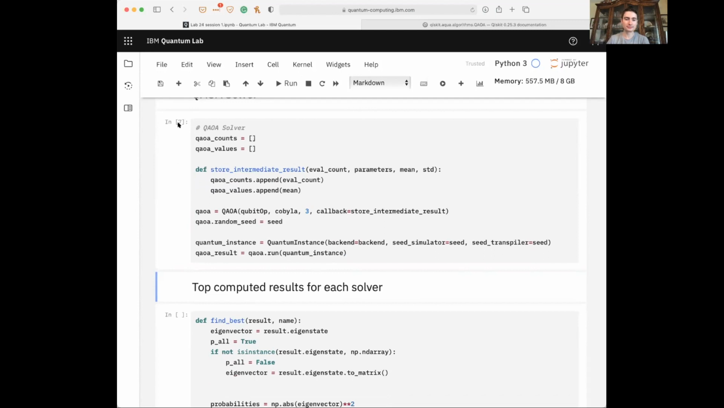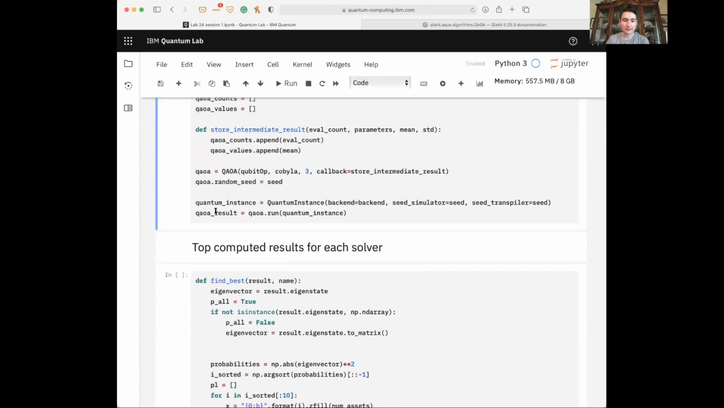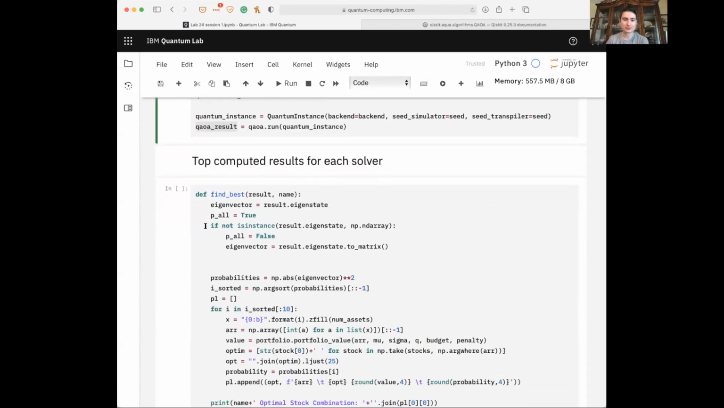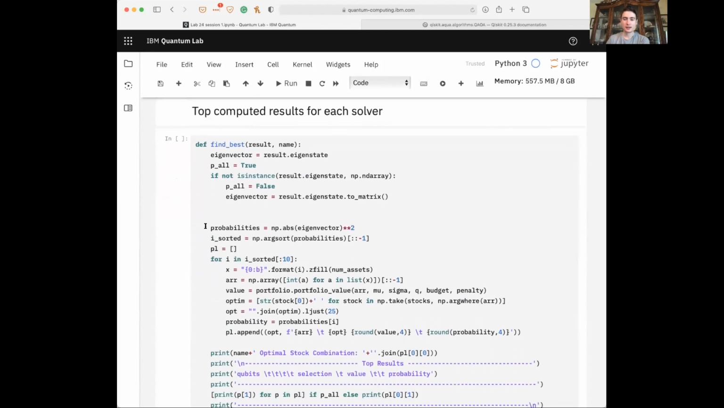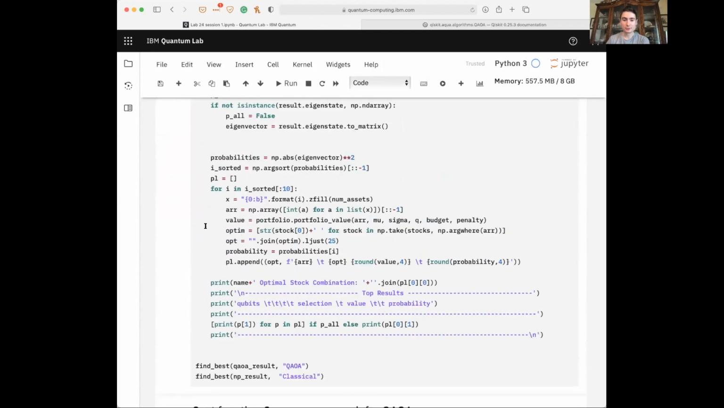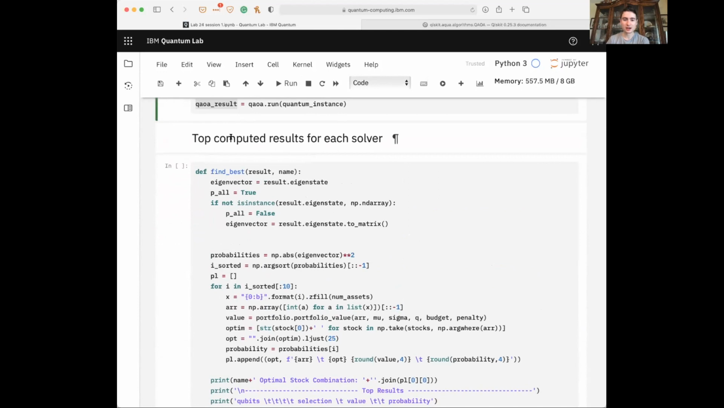Okay, and it's done. As we can see, this turned into a number. And so now we have this variable QAOA result, which hopefully we can extract some information from. All right, and now we're getting close to the end of the notebook. We have this cell here, top computed results for each solver.